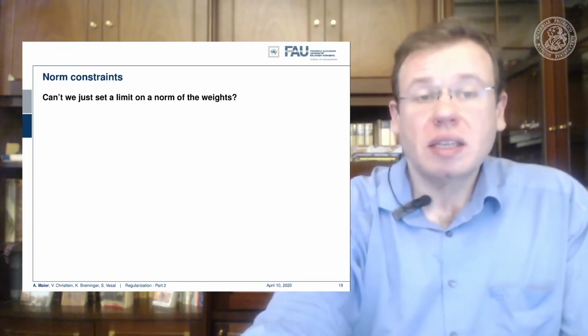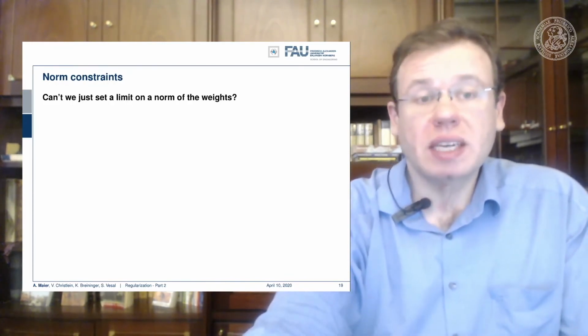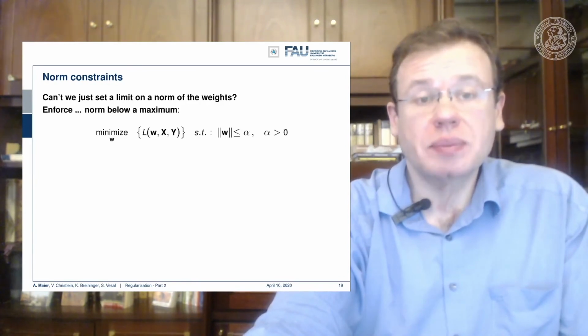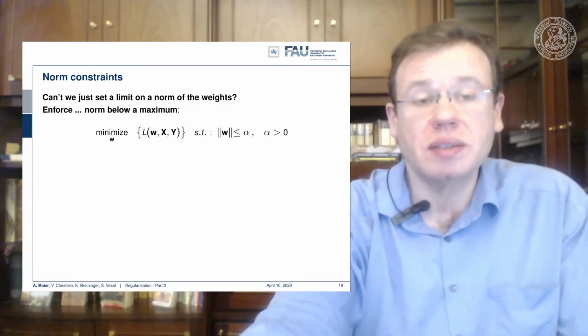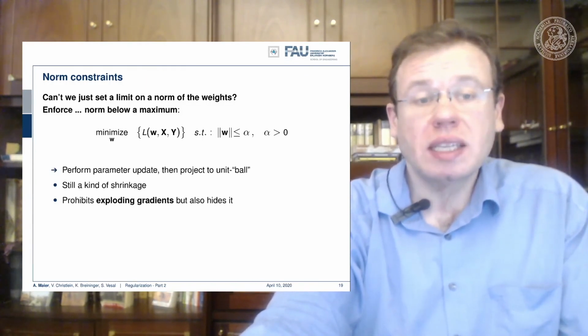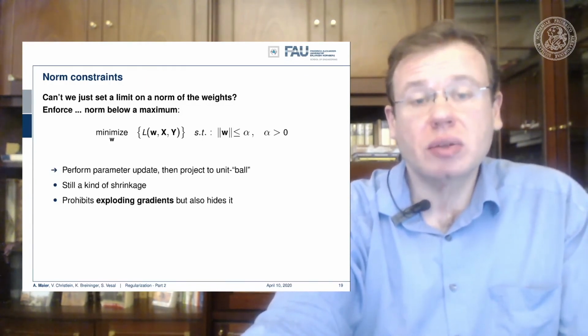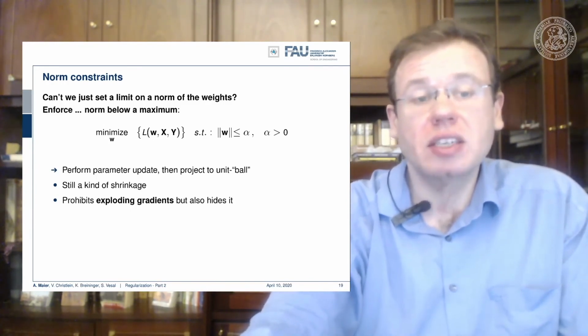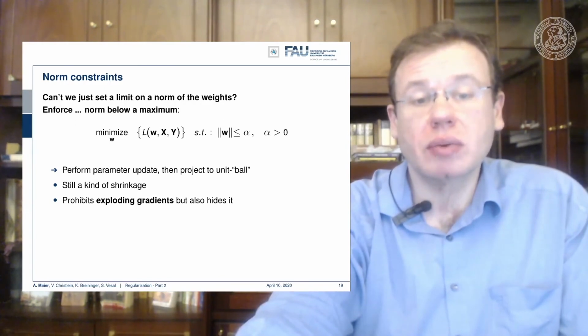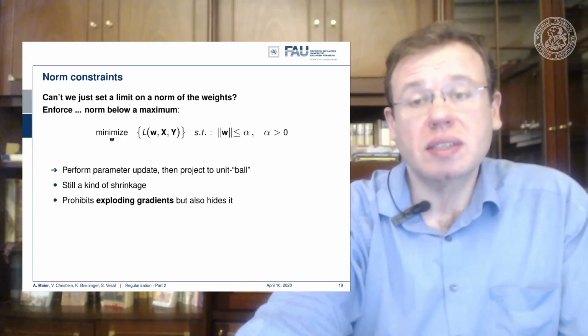What else? There are also more norm constraints. For example, we can set a limit on the norm of the weights. Here we just enforce them to be below a certain maximum. We want the magnitude of W to be below alpha, where alpha is a positive constant. And if you do so, then we essentially have to project onto the unit ball with every parameter update. This is again a kind of shrinkage, which essentially prohibits exploding gradients. But be careful, it may also simply hide them, such that you don't see them anymore.